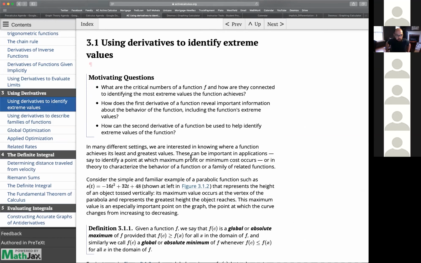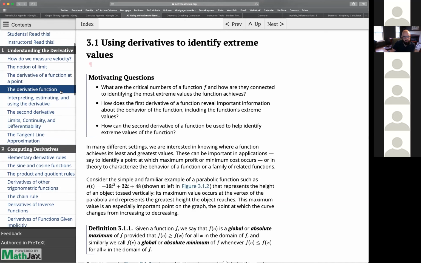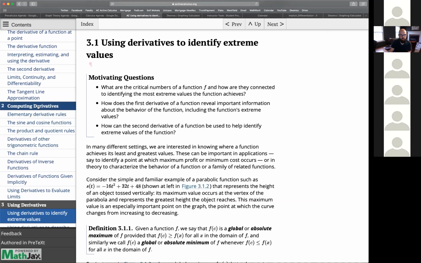So you'll notice the trajectory of the class so far. In chapter 1, we did a lot of conceptual understanding of the derivative. What does it tell us? What kind of information can we get from it? We tried to understand rates of change and how we measure them. And then we moved on to chapter 2, which was, how do I compute these things, right? So I have all these different functions, and there are rules for computing them.